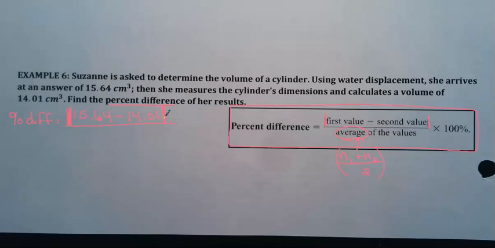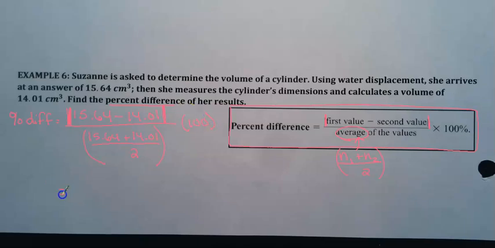So how do we find the average of the values? We add those two and divide by 2. Okay, so then we're going to take 15.64 plus 14.01, and we're going to divide that by 2. That's my denominator. Okay, that's what I'm saying. We want to get everything in place first, and then we can start solving. All right, and then is there anything more to the formula? Multiply by 100. Great.